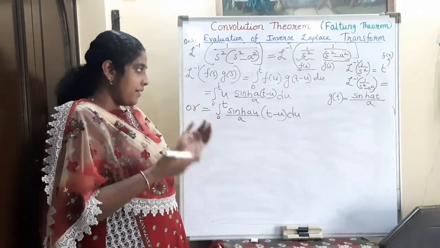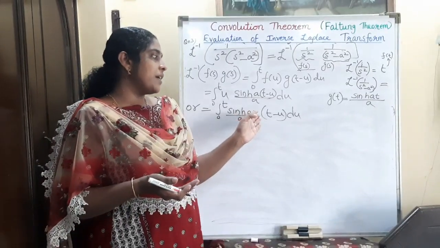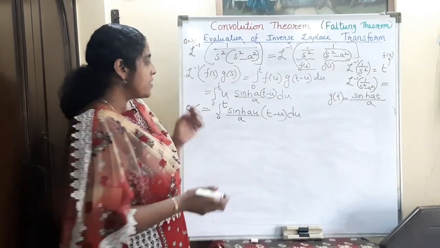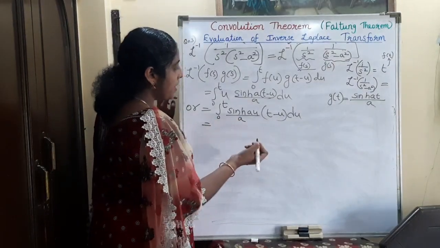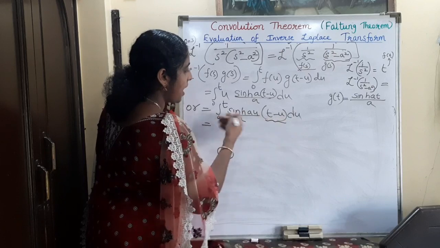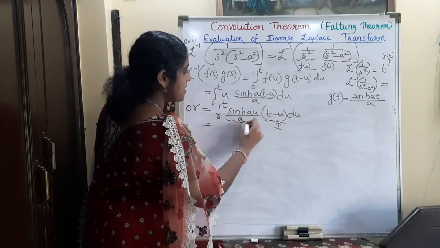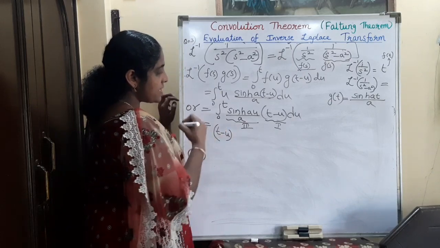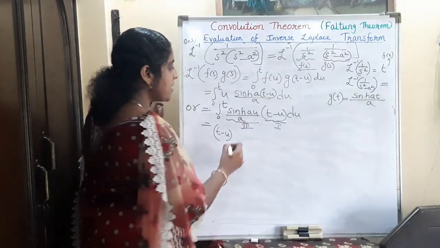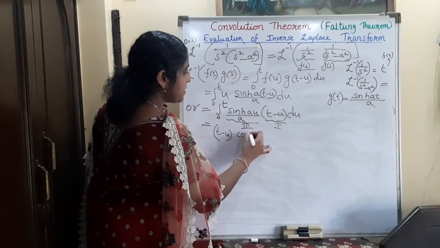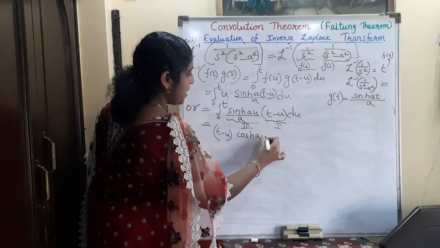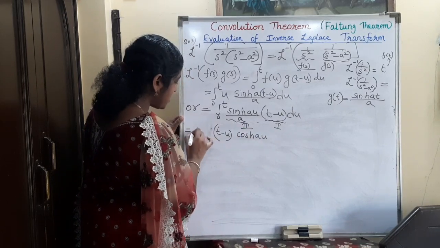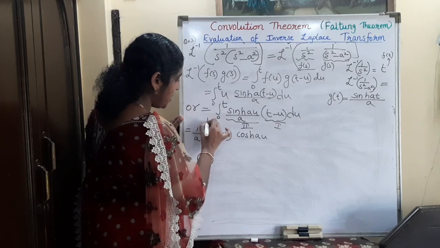I have written it this way because if the shifting is in the simpler term, then integration will become easier. So now we can integrate this by parts. This is the first function, this is the second function, so it is the first function into the integral of the second function, integration by parts. So the integral of sin(au) is minus cos(au)/a. We can take the 1 by a outside, integral 0 to t.